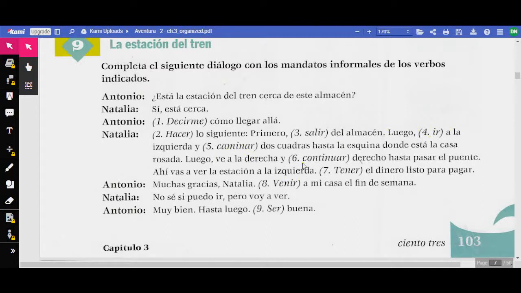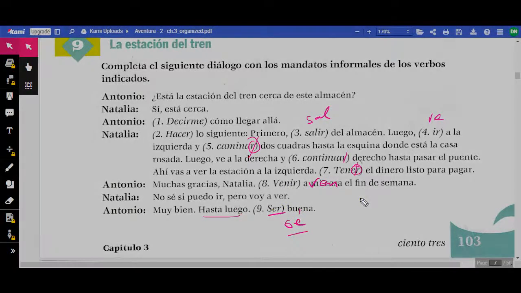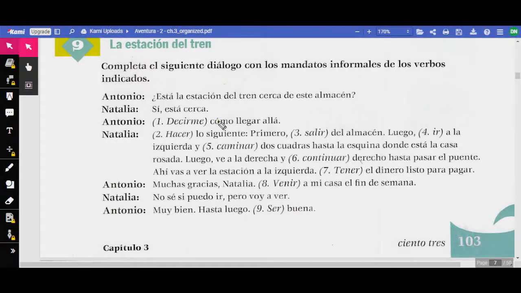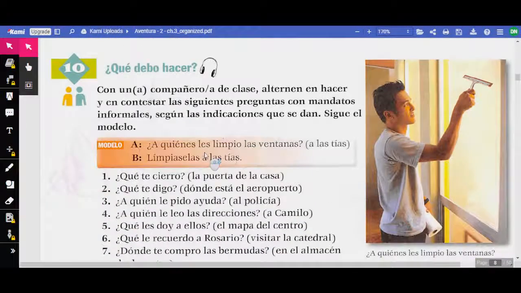Those that are regular verbs are not complicated, because when you're going to give a command, just eliminate the R. And in this case, tener, which is to have, you'll eliminate these two. So ten, continuar, continúa, ir, ve, salir, sal. So what else? Venir, ven, ser, sé. So muy bien, hasta luego. Sé buena, be nice. This is what it's talking about. Okay, so that is page 100 and page 102.